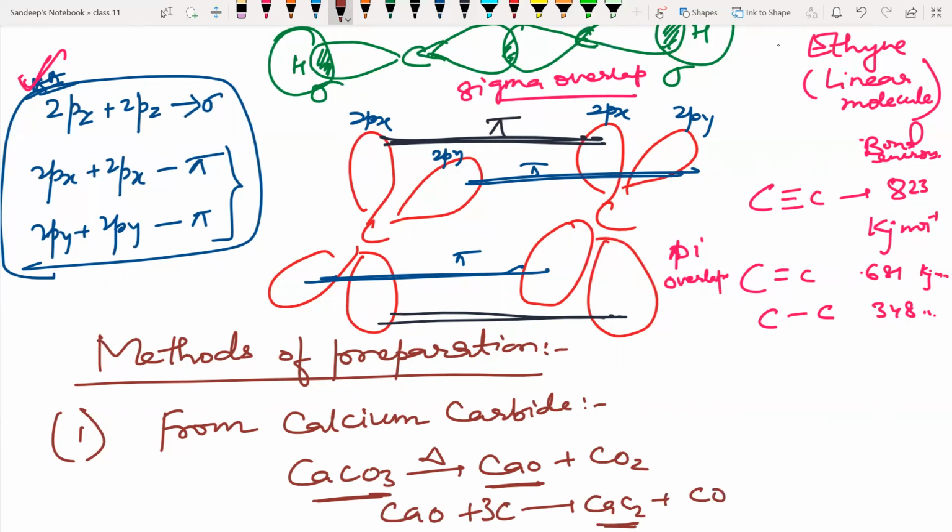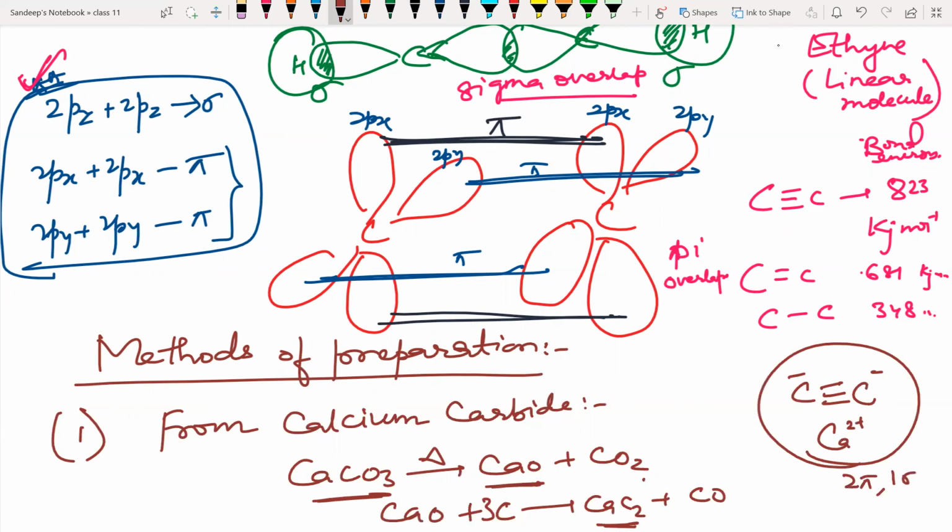This calcium carbide, keep this in mind, has been asked in all entrance exams. This is the carbide ion. So this has 2 pi 1 sigma. Many students get confused and think it has 3 sigma. No, it has 1 sigma 2 pi. This has been a question of IIT, another entrance exam.